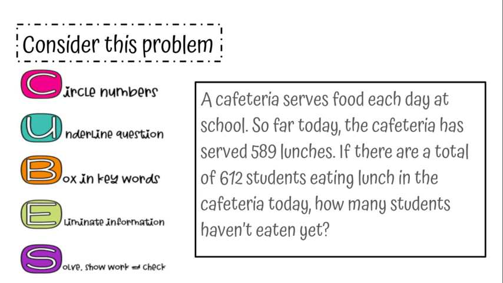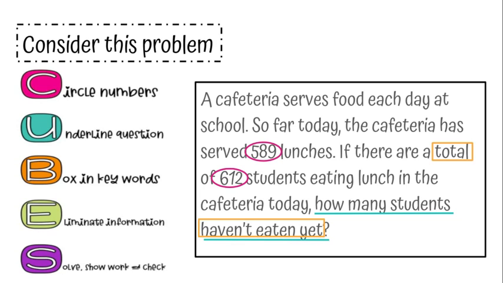So the first thing I'm going to do is circle those numbers. They've served 589 lunches, and there's a total of 612 students eating. Then I'm going to underline that question. How many students haven't eaten yet? That's the question that it's asking. Then we're going to box in those keywords. We've got total here, and then haven't eaten yet. Haven't eaten yet wasn't on our keywords slide, but it is telling me that we're looking for something left over. So it's important for us to remember it's looking for how many haven't eaten yet.